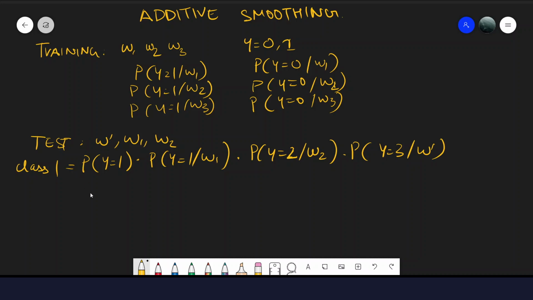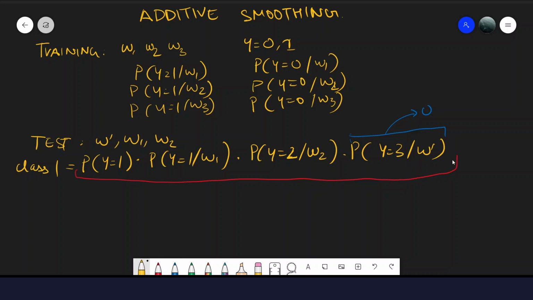And if you look at this formula, it's easy to see that there's a problem with it, right? The problem is that w dash did not occur in our training data. So we don't have a value to put over here for the probability of y equals 1 given w dash. Now, what would you do in this case? Some people might say that you give this value a 0 because w dash wasn't there in the training data. But it's easy to see that we can't give this the value 0, because if you give this 0, then this entire thing becomes 0, which is meaningless, because you're multiplying the probabilities, right? So you cannot give it 0.